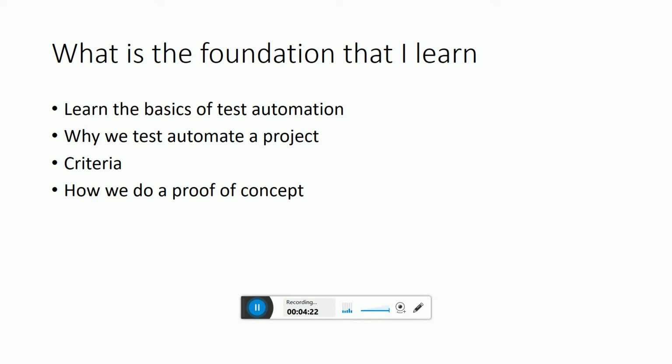Then why do we test automate a project? You have to know the reasons behind automating a project. To reduce the cost and reduce the amount of time, we automate a project. So the criteria we consider when we are trying to automate a project: first is the skill of the people, then the technology platform, whether this technology platform allows the automation to be carried out, whether there are tools which will allow us to carry out this automation process.